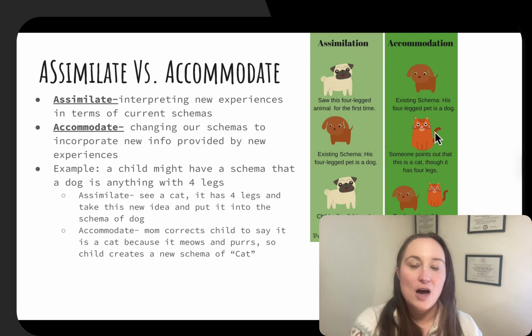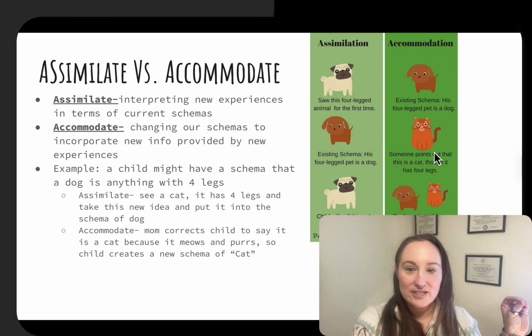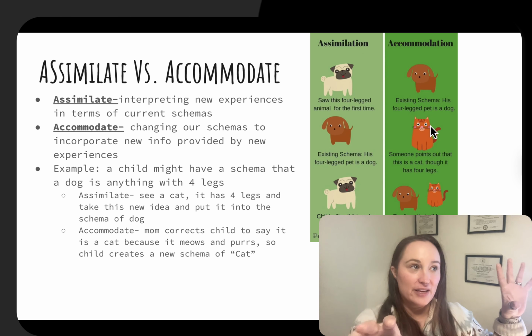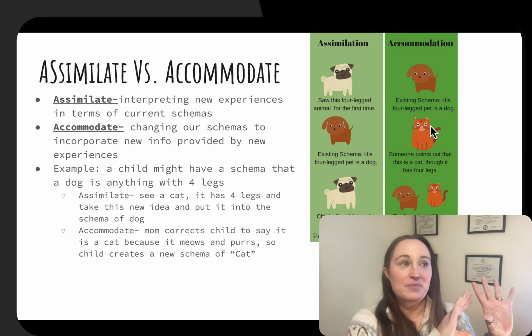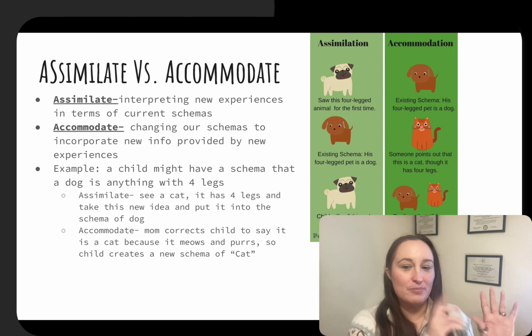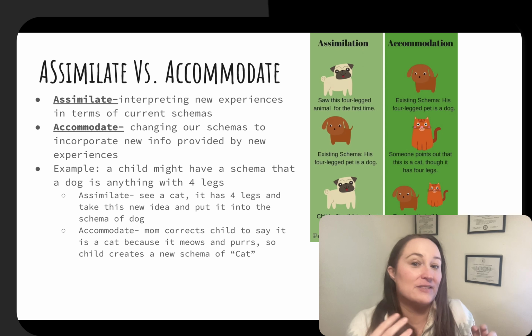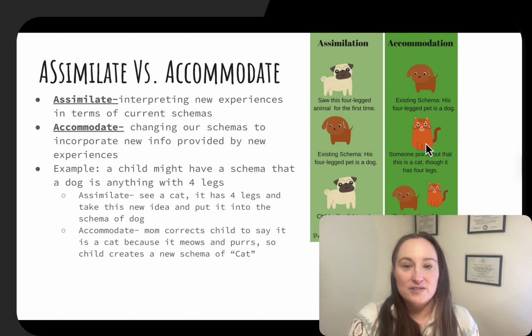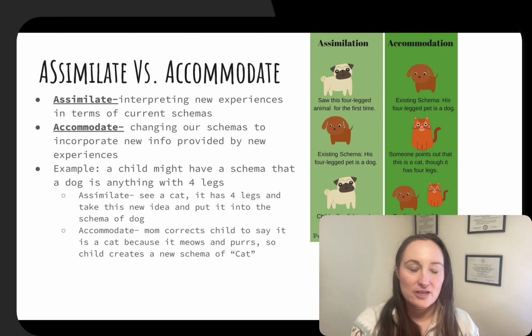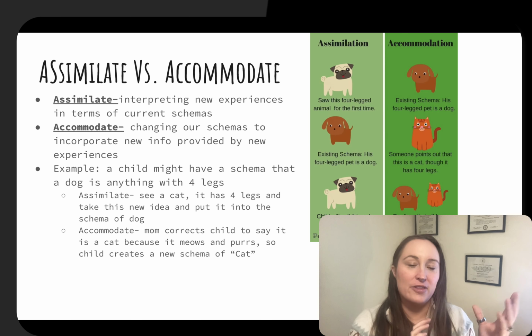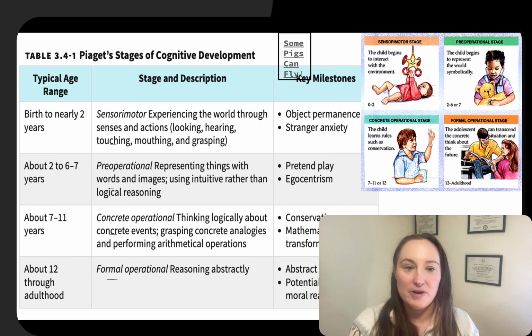Over here, we're accommodating. We have our existing schema of a dog. They see a cat, and instead of putting the cat into the dog cubby, they're like, wait a minute, this also has 4 paws, but it's different. This is a cat. A cat meows. And so accommodating is creating that new schema for a cat. So this is a confusing pair. You're either assimilating new information or accommodating.